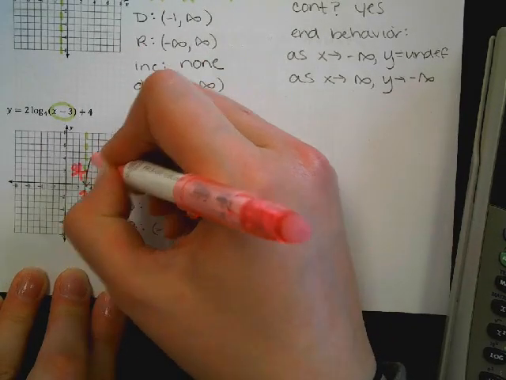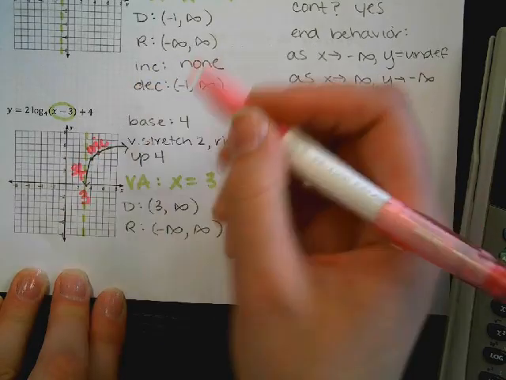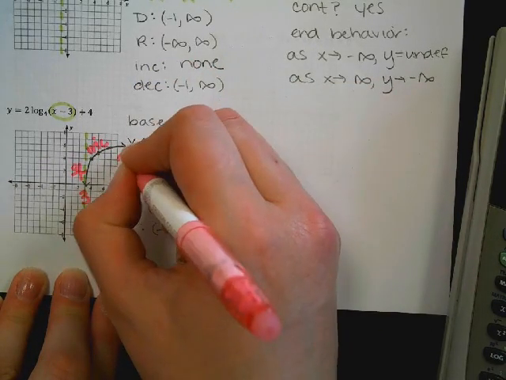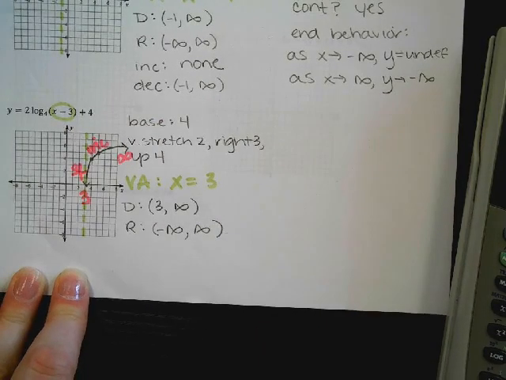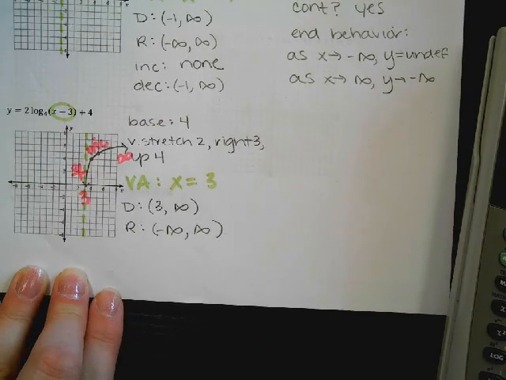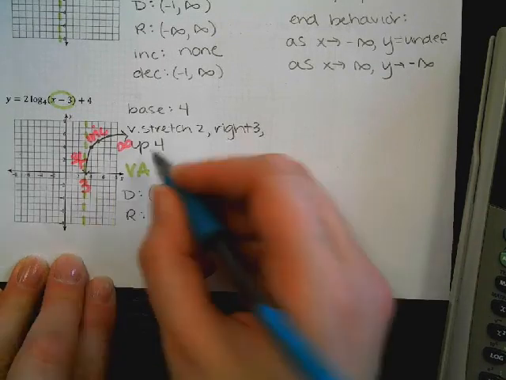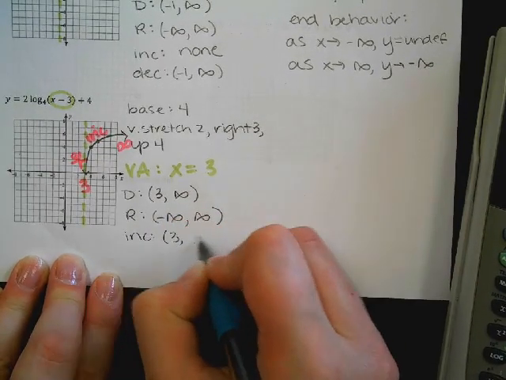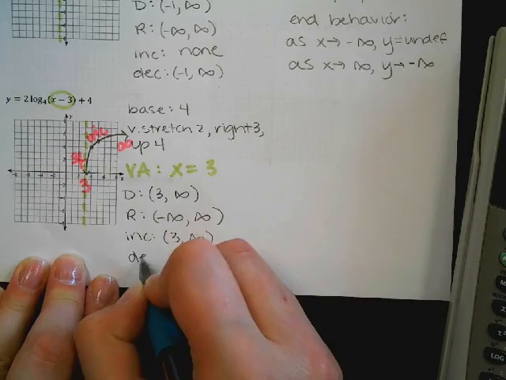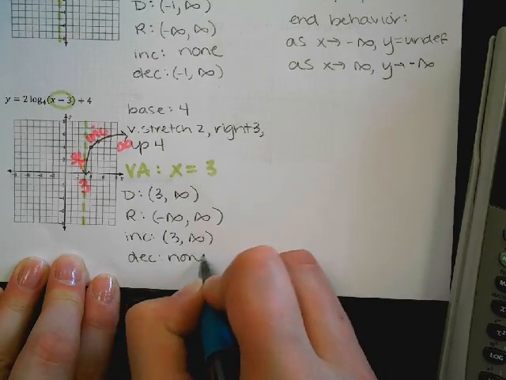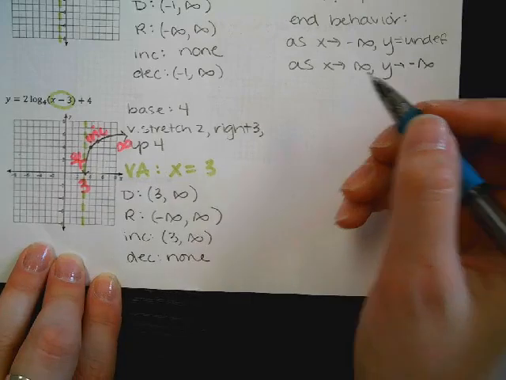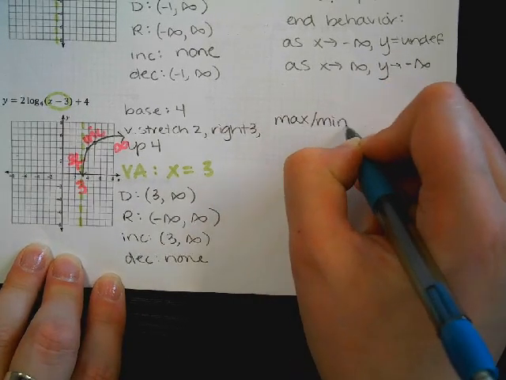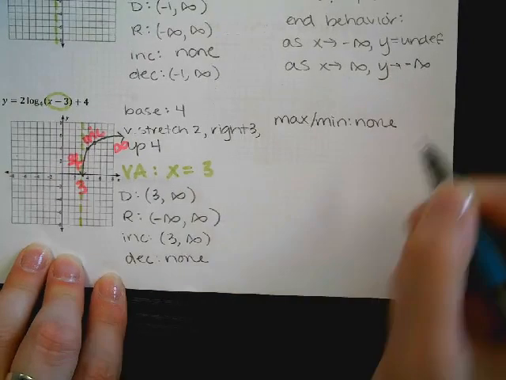My stick figure is increasing. He's walking up a big hill. And then I have a right arrow, and so that's a positive infinity. And so for the increasing and decreasing intervals, I can say that I'm increasing from 3 to infinity, and never decreasing. There is no max or min for this graph, no mountaintops, no valleys.